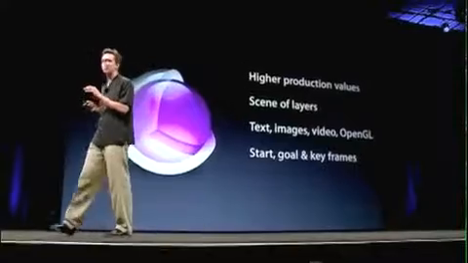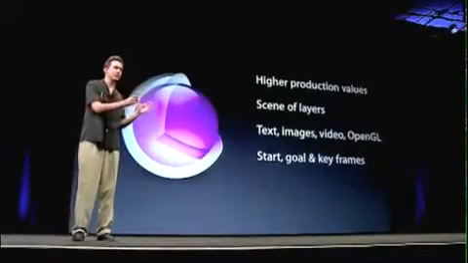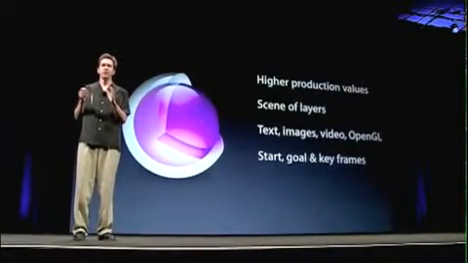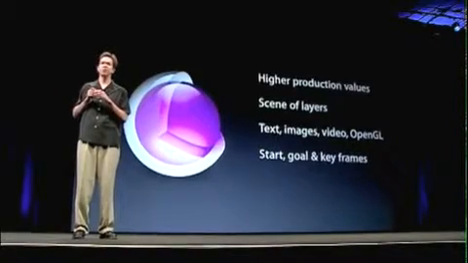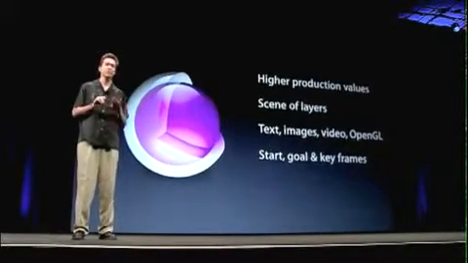For each of these layers, you specify a start state, a goal state, and optionally, you can supply some keyframes in between. Now you're done. Core Animation will provide and manage the entire animation sequence between those states. So these states can include things like position, orientation, but also color, size, opacity, all sorts of things. And to really show you the power of this, I've got to show you a demo.